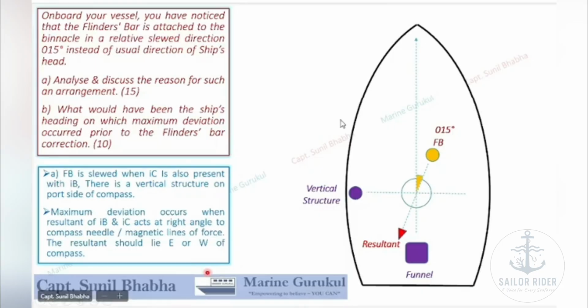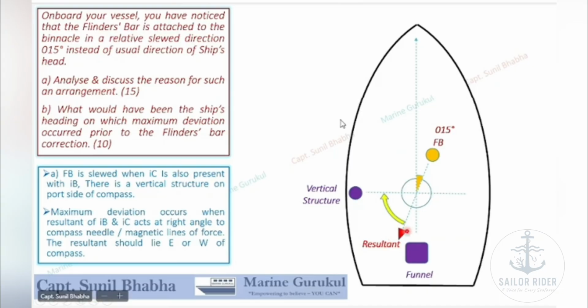You can also represent it in this way, that the maximum deviation would occur when the resultant lies exactly east or exactly west of the compass. So if we take the ship on such a heading that this resultant goes to exactly east or west of the compass, that is the heading on which the maximum deviation would occur. So let us see that now.